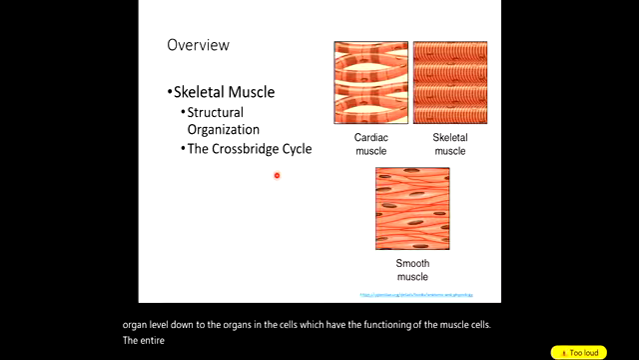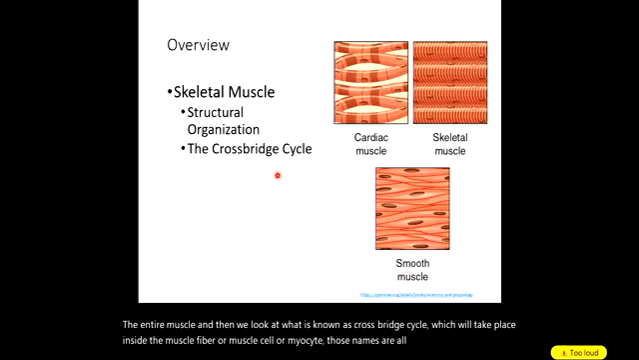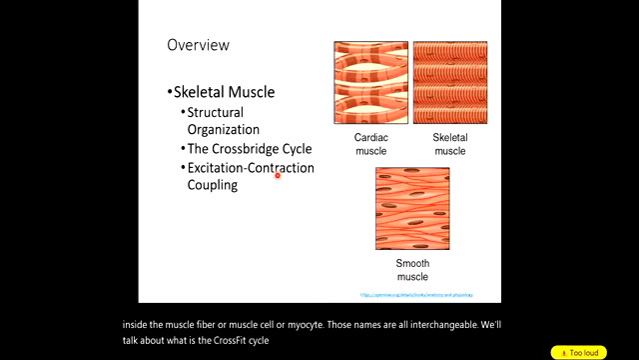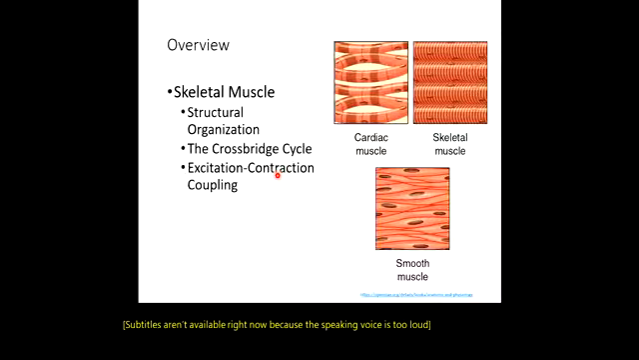And then we look at what is known as the cross-bridge cycle, which will take place inside the muscle fiber or muscle cell or myocyte. Those names are all interchangeable. We'll talk about what is the cross-bridge cycle. And then we're going to again zoom back out and look at the excitation contraction coupling. So excitation is the signal being sent from the central nervous system to the muscle, and how that is going to be coupled with the contraction of the muscle in response to signals from the brain.